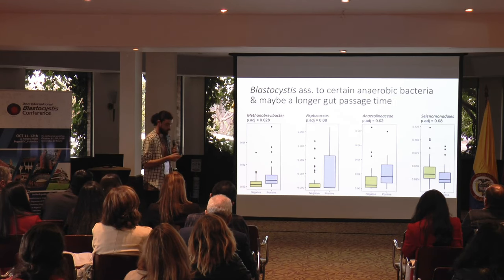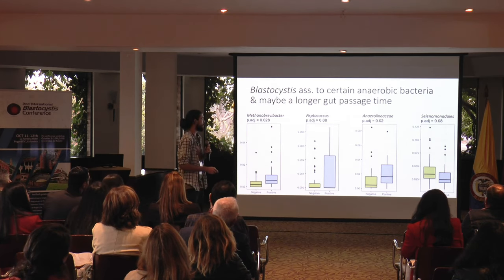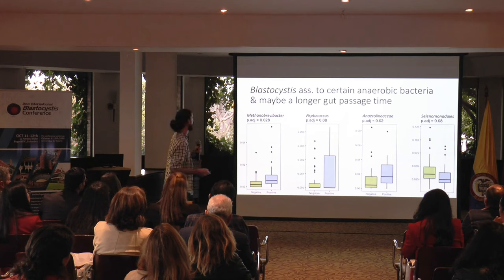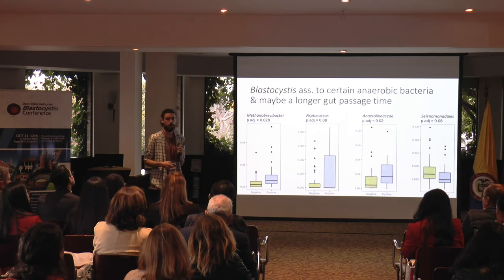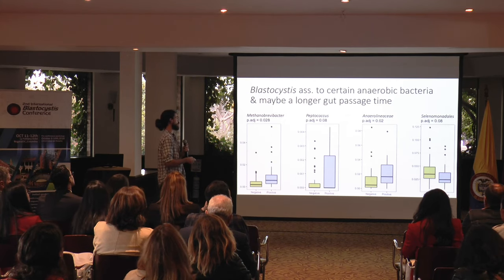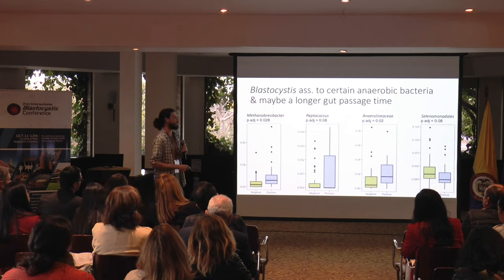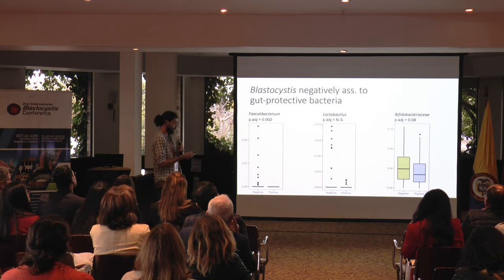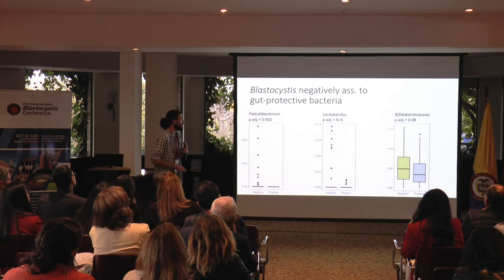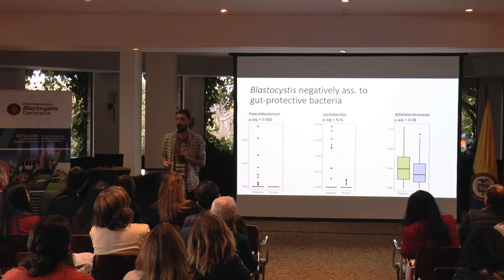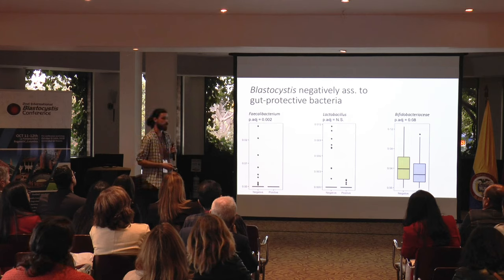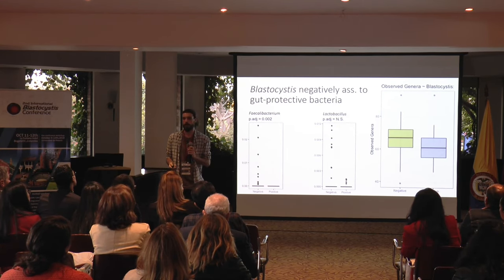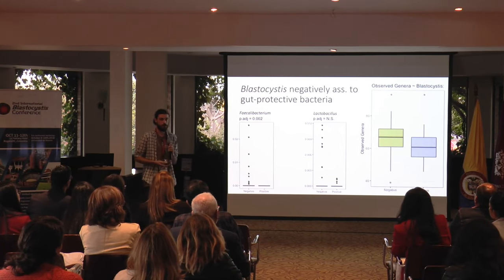The next thing is with these taxa here. My interpretation of the differential abundance between Blastocystis positive and negative samples is that we see in Blastocystis positive samples an increase of certain anaerobic taxa, and some of these correlate in turn with a longer gut passage time, such as Selenomonadales and Methanobrevibacter. Additionally, we see a decrease in some of the known gut-protective bacteria, which again is very interesting to me because it challenges the notion that we find a healthier gut microbiome in Blastocystis positive patients. Once again, I remind you that alpha diversity is an indicator of health, and we find a lower alpha diversity in the Blastocystis positive samples.